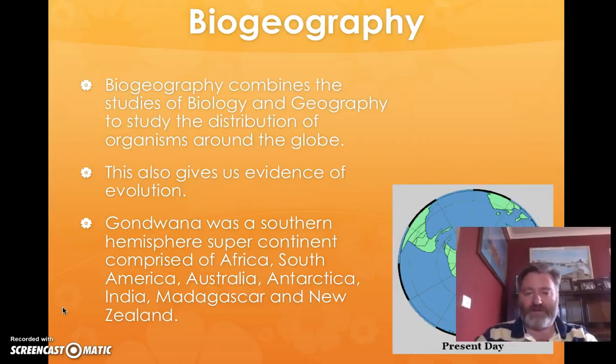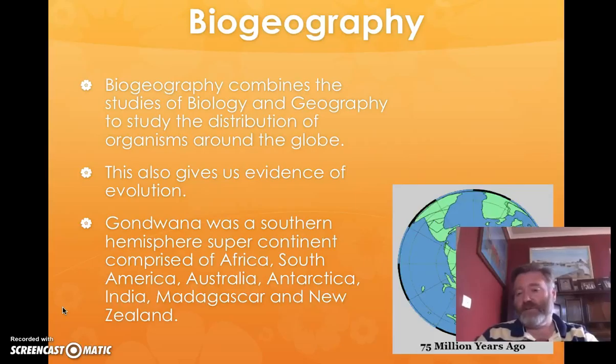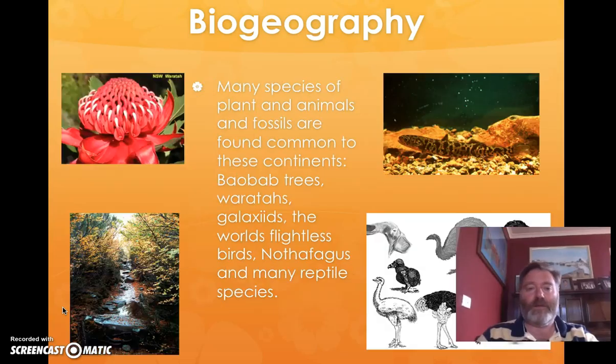So biogeography combines both biology and geography to have a look at how, in fact, this does occur. And we can find all sorts of interesting fossils, which are proof of places like Gondwana. So once upon a time, Africa, South America, Australia, Antarctica, India, Madagascar, and New Zealand were all attached. And as they've moved apart, we've got these wonderful fossil finds that confirm that they were once connected. And of course, a lot of the remnants of that time live in Australia because we remained isolated from the rest of the northern hemisphere.